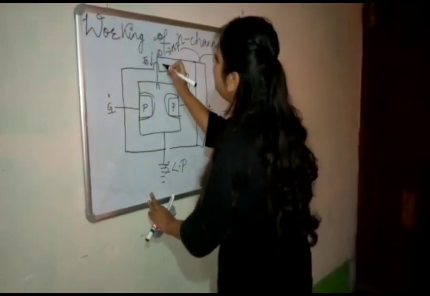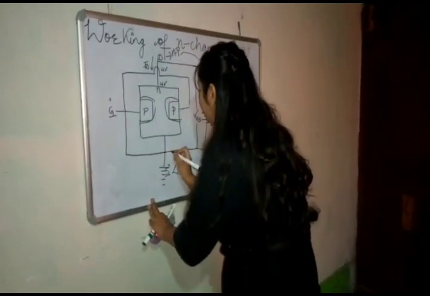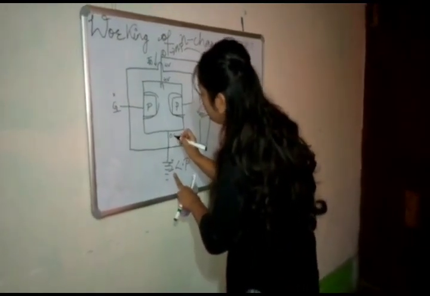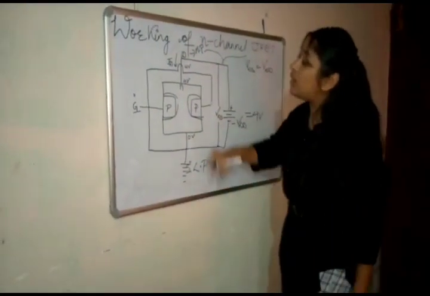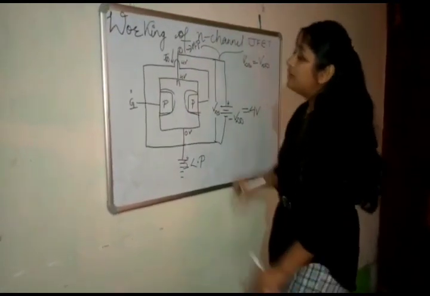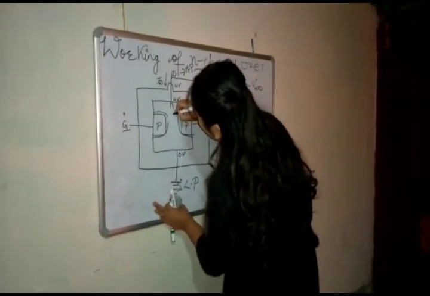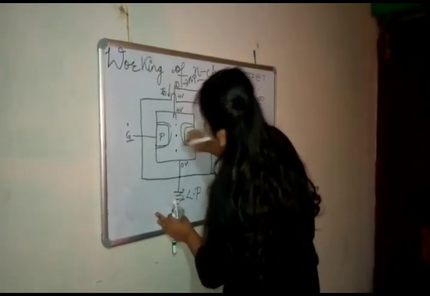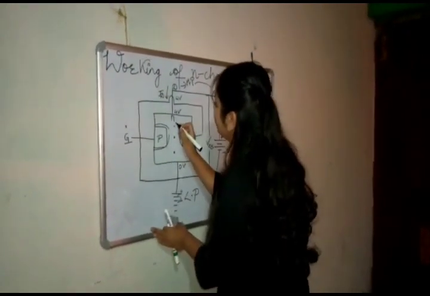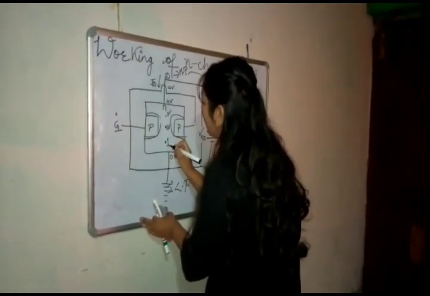So the drain will be at 4 volt, and as the source is at 0 volt, this will be 0 volt. So here the question arises: what will be the potential in the middle? What will be the potential in this region? The potential decreases slowly. Let us consider 3 points over here, 1, 2 and 3. It is 4 volt over here, then it will be 3 volt, 2 volt and 1 volt.